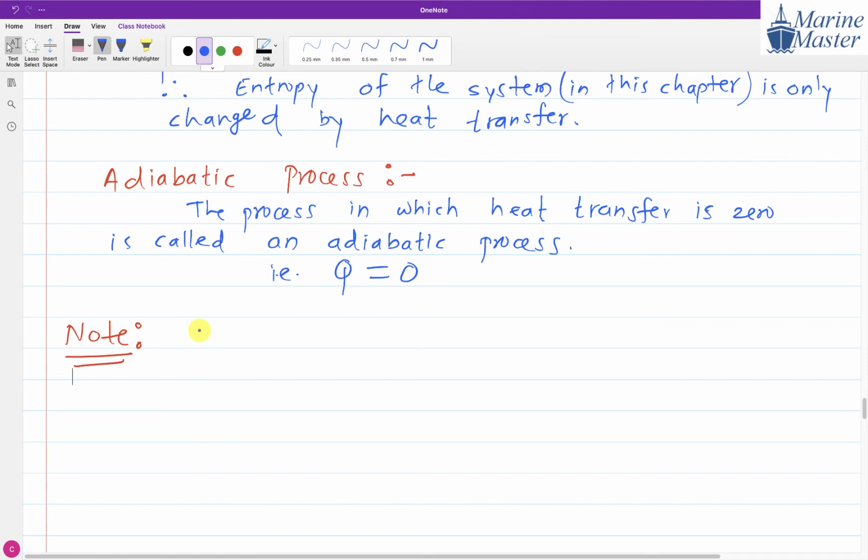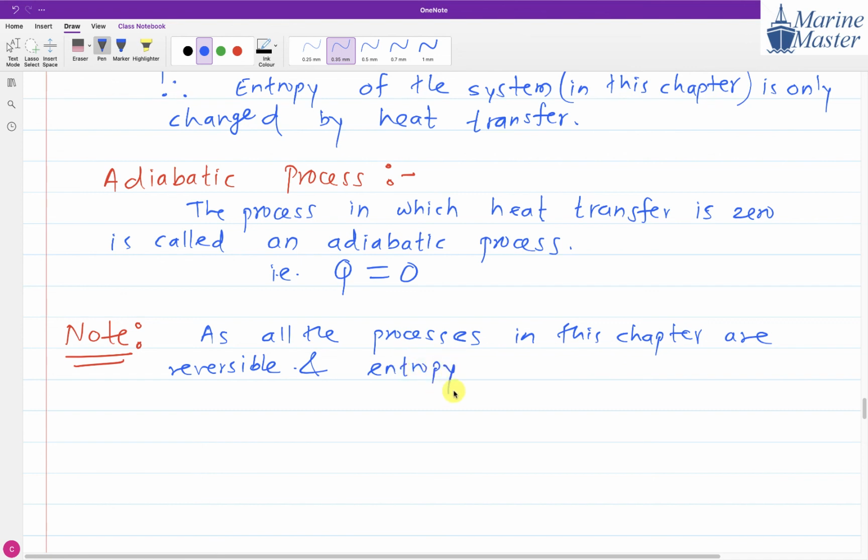Since all the processes in this chapter are reversible, the entropy of the system, what we will say, it is not a proper word, one minute.